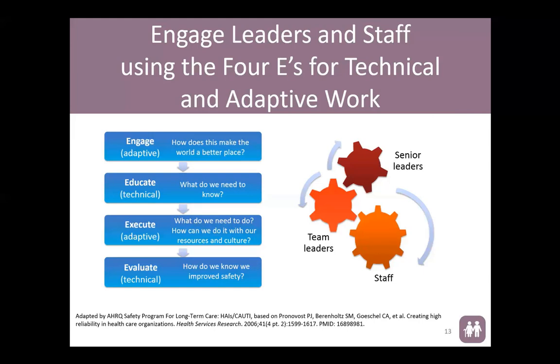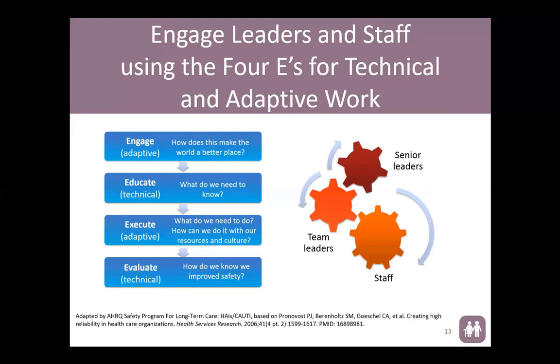Executing is another adaptive piece of the program here, where you're looking at the principles of safe system design. You're simplifying the system, you're creating redundancy, you're learning from your mistakes, you're investigating how your current resources and culture can actually support what you're trying to accomplish or hinder it, and then address those as you need to. And then the final piece, evaluate, is, again, technical work where you're going to be collecting data, identify those measures that will show you that you've improved the safety and care for your residents. Collect the data and submit it to your QAPI committee so that they can see the effectiveness of the performance improvement project team.